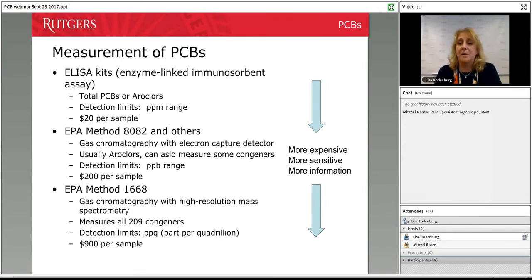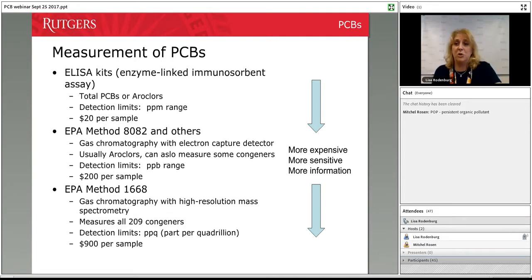You can measure all of them. It's just that some of them coelute with others, and so you sum them together and say, well, this peak on the chromatogram is these 5 congeners together. I don't know how much of that peak is congener A versus congener B. But it does much better in terms of measuring individual congeners than the old 8082 method. And the big advantage is the detection limits are now getting down into the part per quadrillion range.